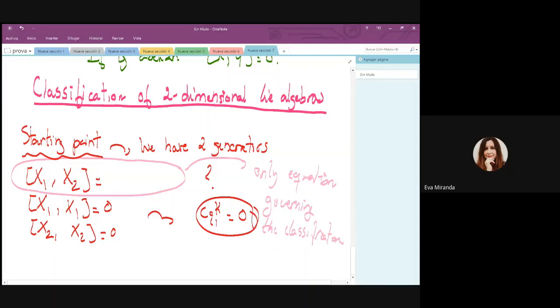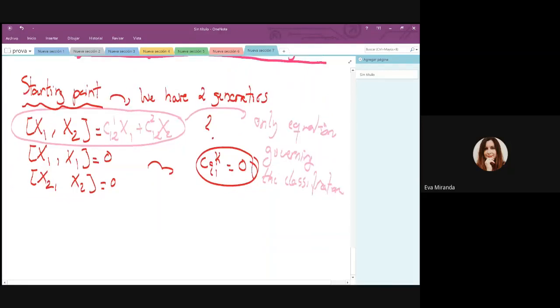And for these two elements here, I'm going to choose the standard notation from Lie algebras, so this is going to be [x1, x2] = c12^1 x1 + c12^2 x2. That's what we have.